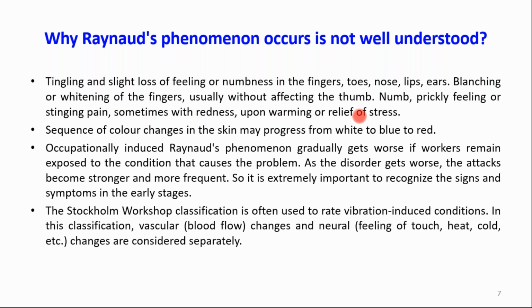If you are warming the fingers or the hands by shaking them, then obviously this numbness is going to reduce. And that is why we don't understand whether it is temporary improper blood circulation or Raynaud's phenomenon. A sequence of color changes in the skin may progress from white to blue to red. Occupationally induced Raynaud's phenomenon gradually gets worse if workers remain exposed to the condition that caused the problem. As the disorder gets worse, the attacks become stronger and more frequent.